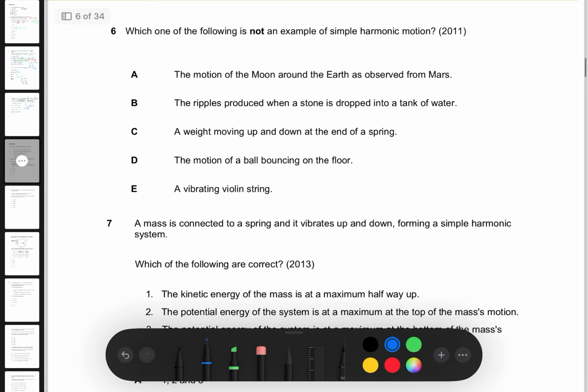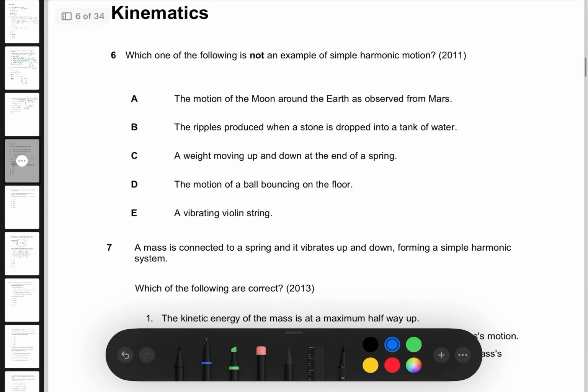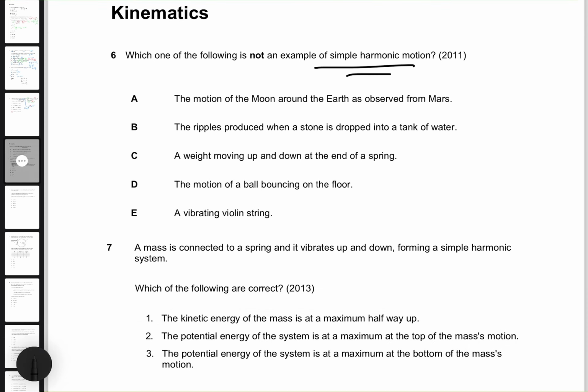All right, let's move on to the kinematics questions. The first one is asking, which one is not an example of simple harmonic motion? Guys, any type of simple harmonic motion is a type of motion where the oscillator, or the thing that you're discussing, goes back to its original position, and it has an acceleration and force that is in the opposite direction.